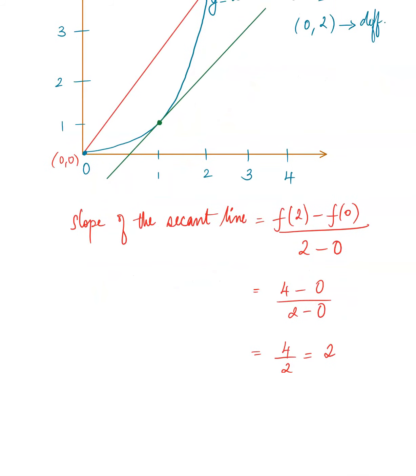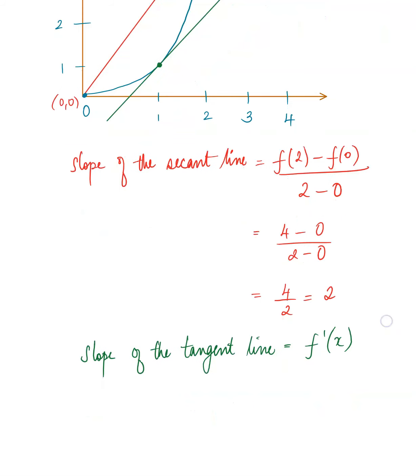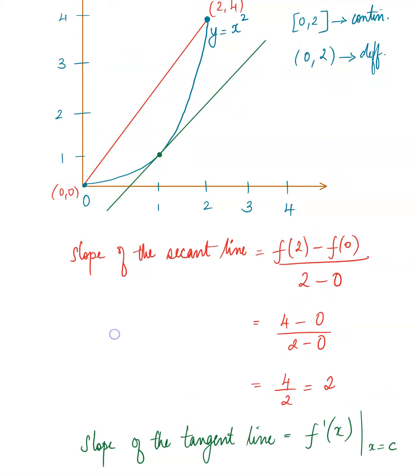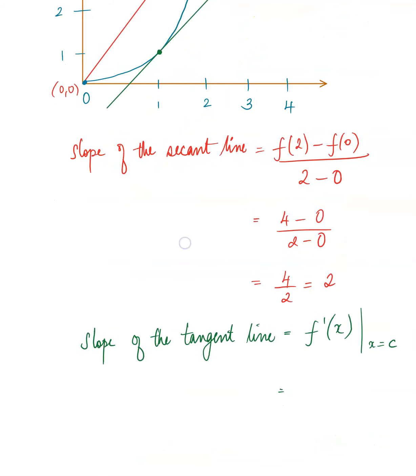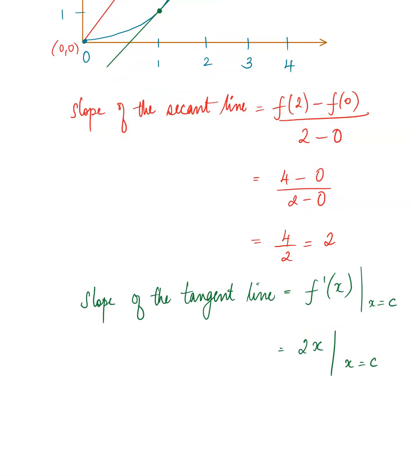But if we didn't know what the tangent line would be, we can simply find the slope of the tangent line to be f prime of x, right? And we need to find it at some value c, where x equals c. So what is f prime of x? We know f of x is x squared. So take the derivative of x squared, that gives us 2x. 2x is for the entire function. This is for a particular value c, which means it's 2c.